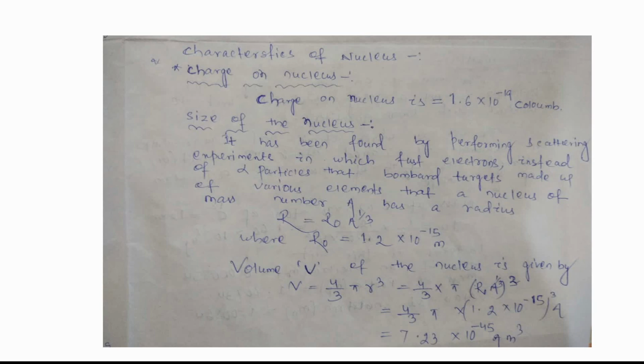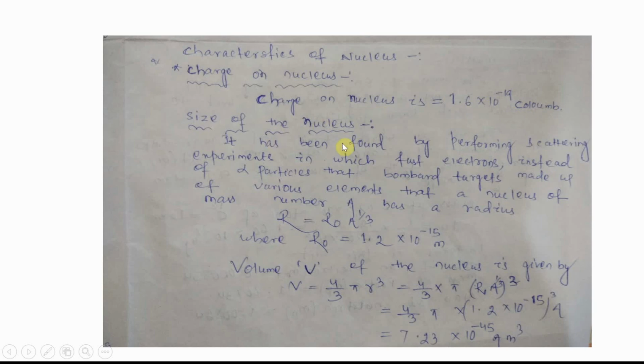So next, come to the characteristics of the nucleus. We will discuss the charge, volume, radius and density. These are the characteristics. First we have to study the charge on the nucleus. Inside the nucleus, protons and neutrons are there. The neutron is chargeless, as we already know. So the charge of the nucleus is provided only by the protons, and the proton charge is 1.6 into 10 to the power minus 19 coulomb. So this is the charge of the nucleus.